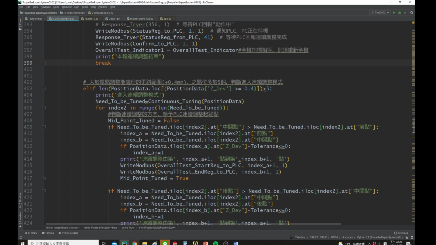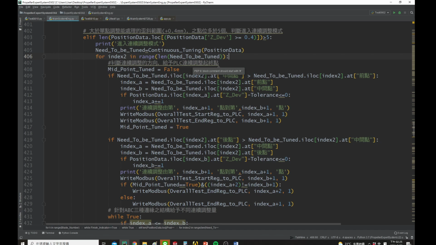And then when it comes to continuous tuning, the discrimination is: if the deviation is higher than 0.4, and if the number of points is over 5, we use continuous tuning. Yes. Okay.